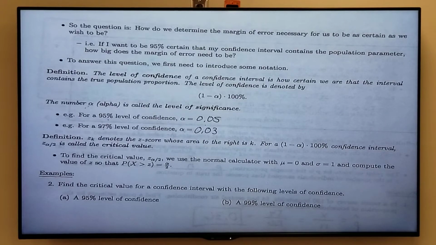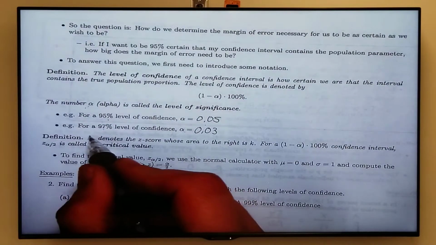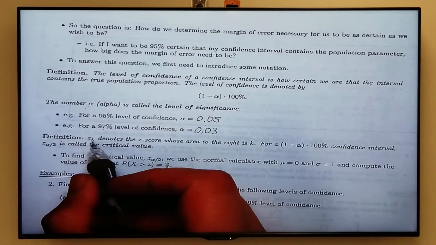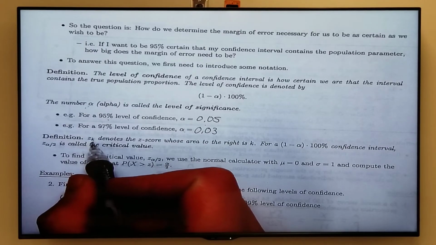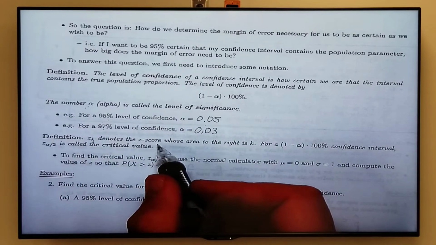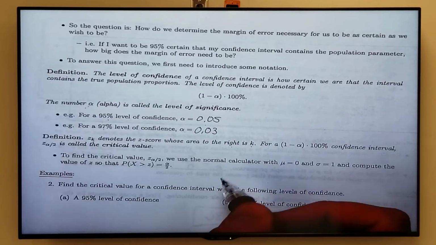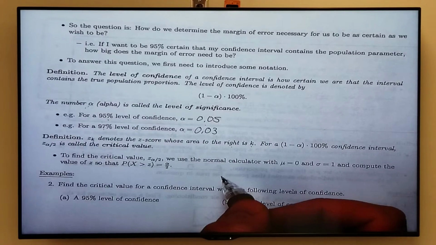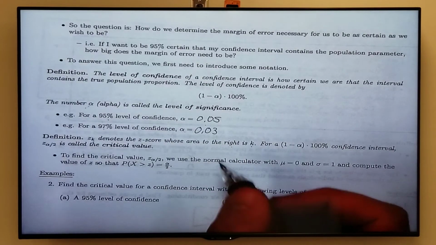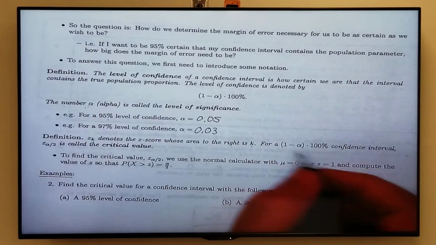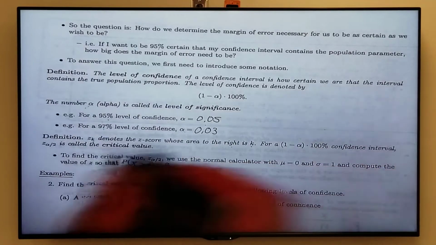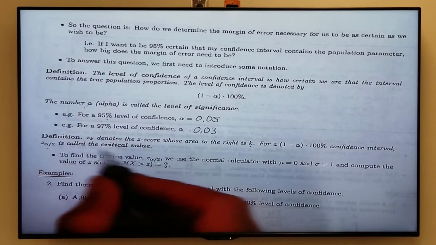Okay, so that's the level of significance, right? Alpha is the level of significance. Now the next thing we need to talk about is this notation for z-scores. When you have a subscript on your z-score, so when you have z sub k, this denotes the z-score whose area to the right is k. We can use StatCrunch to find those values, and we'll practice doing this in a second. But for a 1 minus alpha times 100% confidence interval, z sub alpha over 2 is called the critical value.